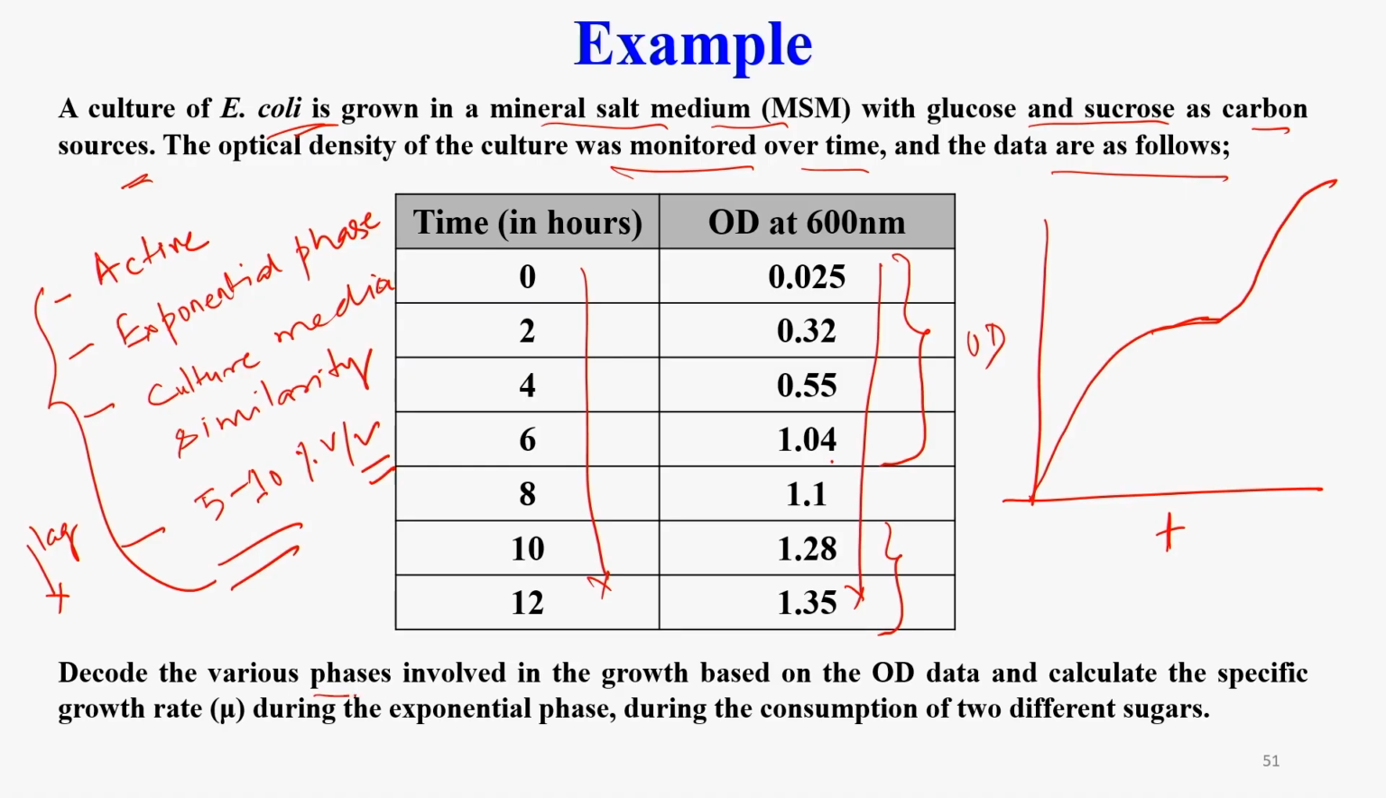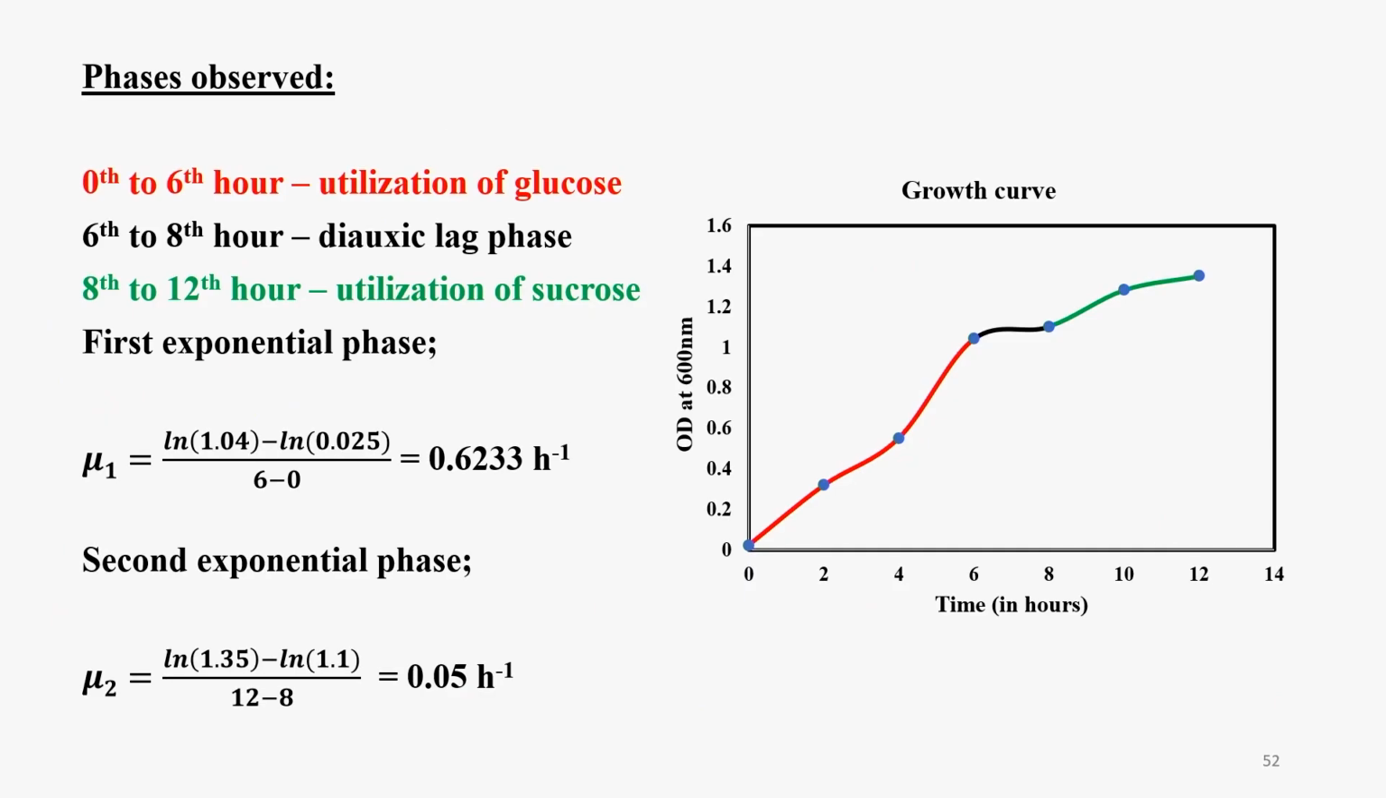Now, what it is saying: decode the various phases involved in the growth based on the optical density data and calculate the specific growth rate during the exponential phase. As I discussed here, we are considering 0 to 6 hours as utilization of one substrate, let us say glucose, then 6 to 8 is a diauxic lag phase, then again from 8 to 12 we are observing the utilization of the second source, that is sucrose.